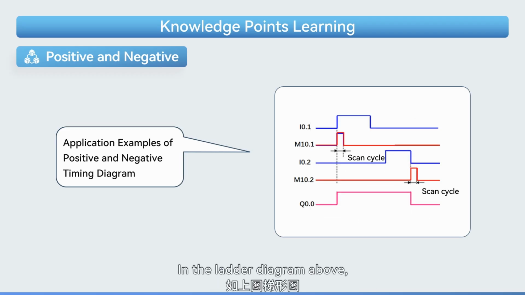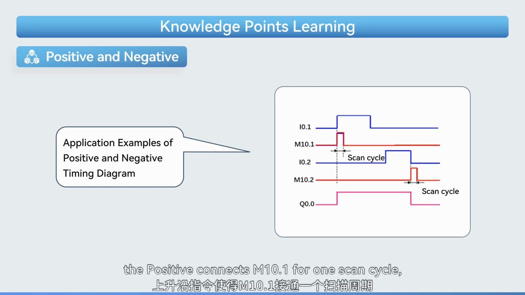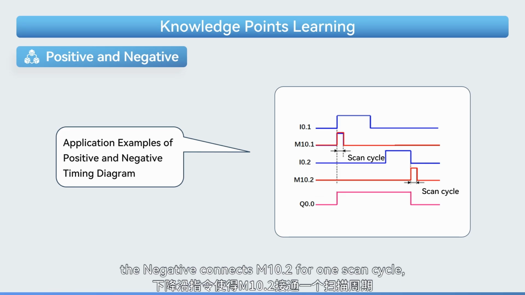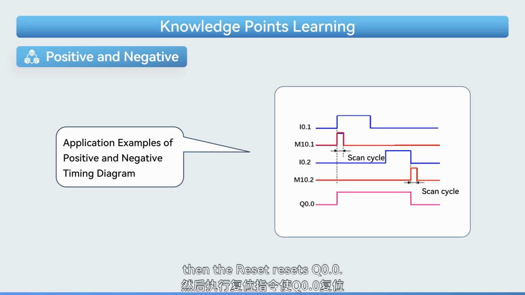In the latter diagram above, when I0.1 changes from off to on, i.e., I0.1 changes from 0 to 1 at the positive instant, the positive connects M10.1 for 1 scan cycle, then the set sets Q0.0. When I0.2 changes from on to off, i.e., I0.2 changes from 1 to 0 at the negative instant, the negative connects M10.2 for 1 scan cycle, then the reset resets Q0.0.